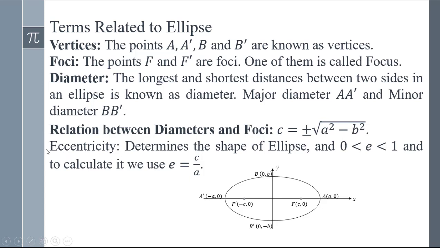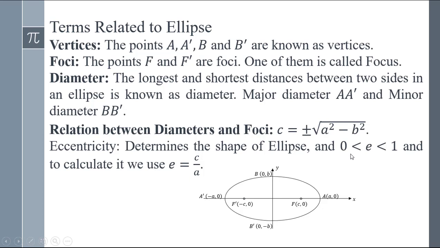And the very last but not the least is eccentricity. We cannot see anything here named eccentricity, so we can say that it's not present in the shape, but it determines the shape of the ellipse, whether the ellipse is a lengthy one or a short one. The value of eccentricity is between 0 and 1. If it's 1, it's a circle. If it's 0, then it is a hyperbola.